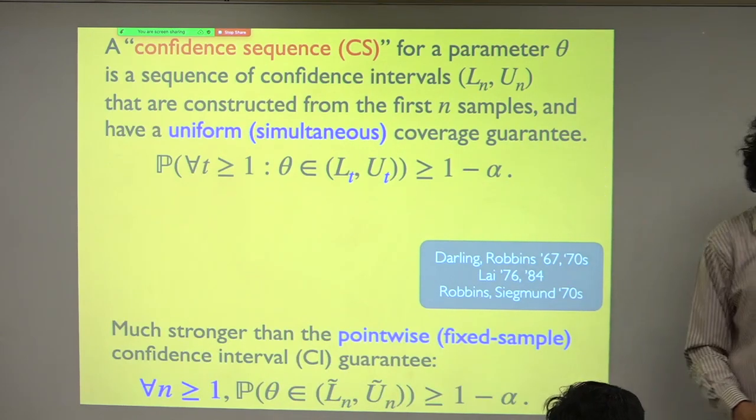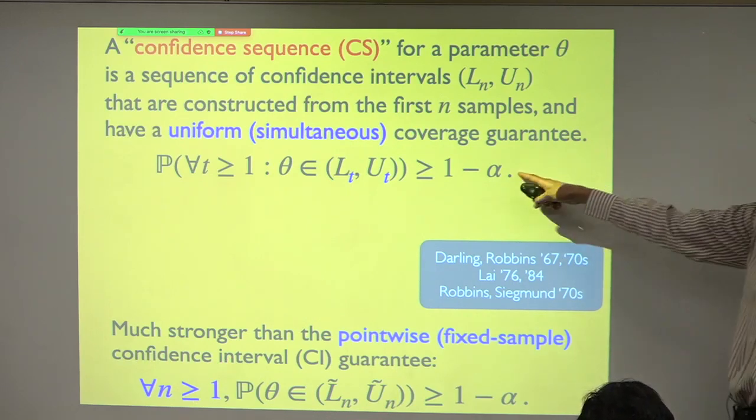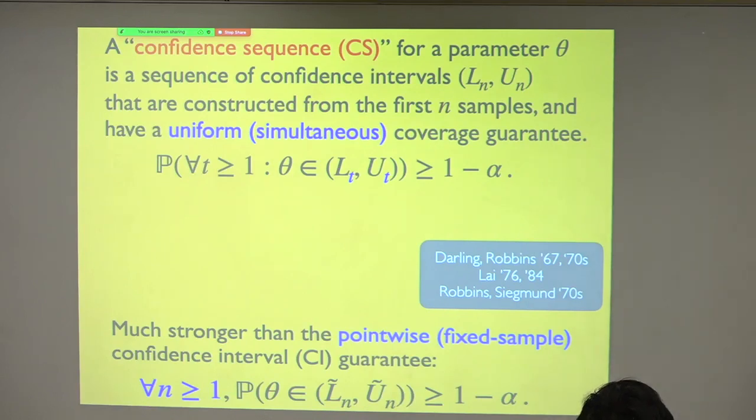This is much stronger than the pointwise fixed sample confidence interval guarantee that you learn in statistics, where the for all quantification is outside the probability. So when you say I have a confidence interval, this is what it really means: for every fixed sample size, it has a 1 minus alpha guarantee. It's definitely not simultaneous over sample sizes. There are many other ways of defining a confidence sequence.